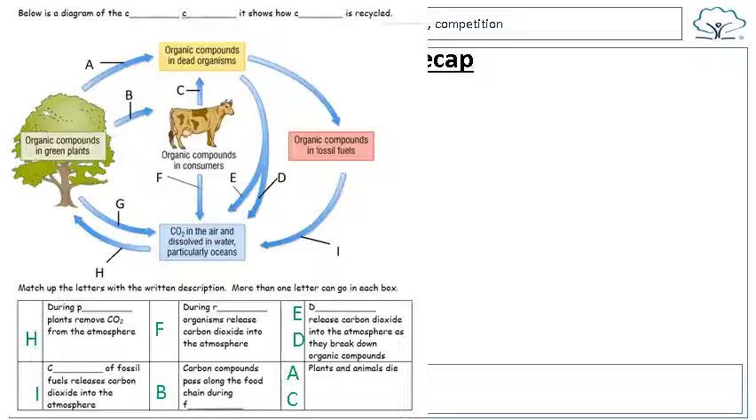So, first box, during photosynthesis, plants remove CO2 from the atmosphere, and that is being shown by arrow H. I'm going to go from left to right, and then I'll do the bottom row. So, during respiration, organisms release carbon dioxide into the atmosphere. So, I've put letter F, but you also need to take into account that plants also respire, so G needs to go in that box too.